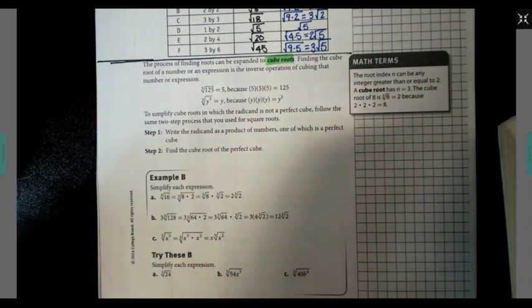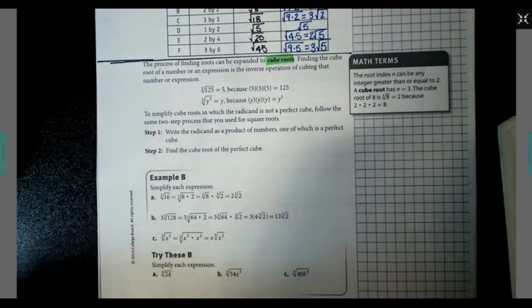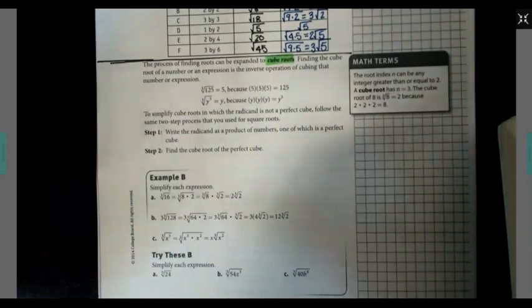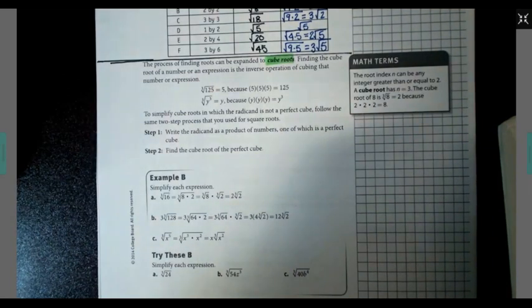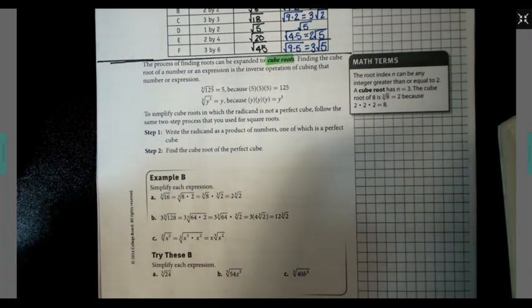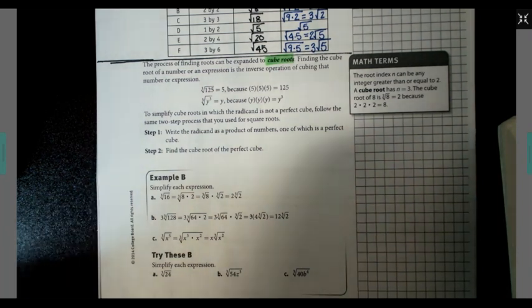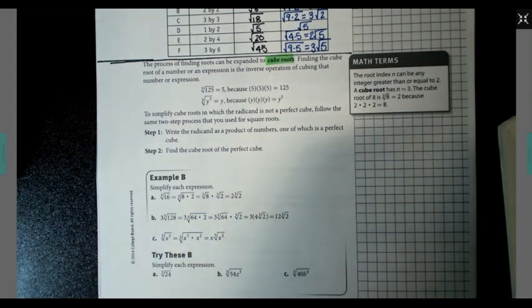To simplify cube roots in which the radicand is not a perfect cube, follow the same two-step process that you use for square roots. Write the radicand as a product of numbers, one of which is a perfect cube. Find the cube root of the perfect cube.